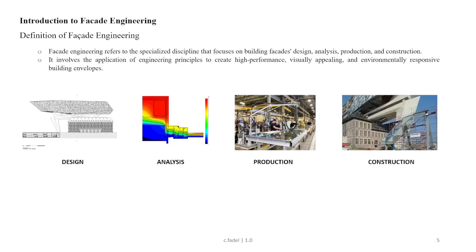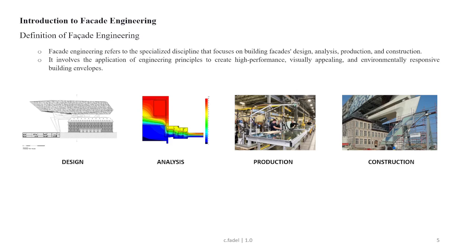The last thing about facade engineering is that they are involved in construction. So basically, facade engineers play a vital role during the construction phase of the facade elements. They provide technical expertise and oversight to ensure the successful installation of the facade components. They work with contractors and construction teams to coordinate the delivery, assembly, and installation of the facade elements while adhering to the design intent, of course, and maintaining quality control.